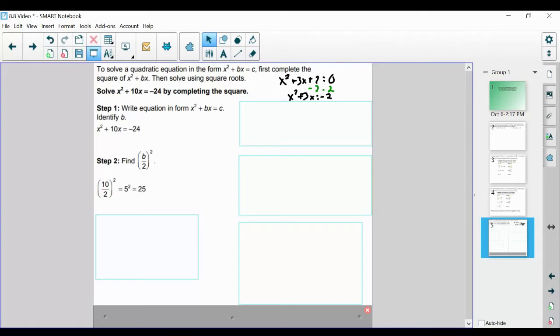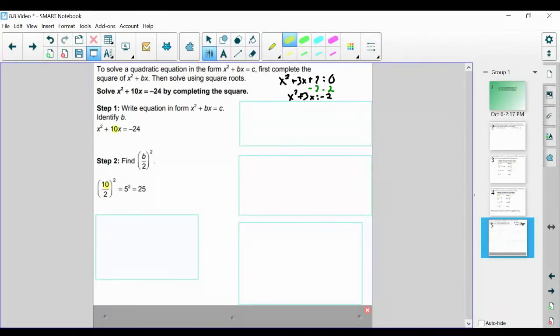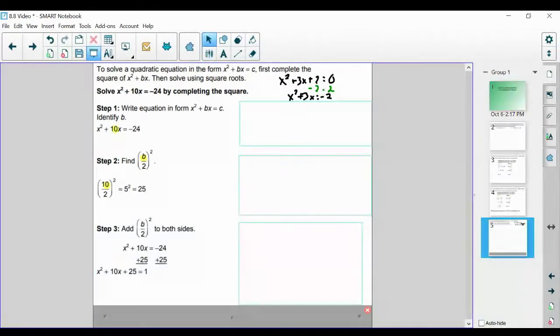Well, our b value is 10. So we're going to take half of b, so half of 10, which is 5. We're going to square it, which becomes 25. Now is when we're going to add it to both sides. So notice how we are now adding 25 on both sides of our equal sign. This is why we started to practice without an equal sign. So we end up with x squared plus 10x plus 25 is equal to 1.